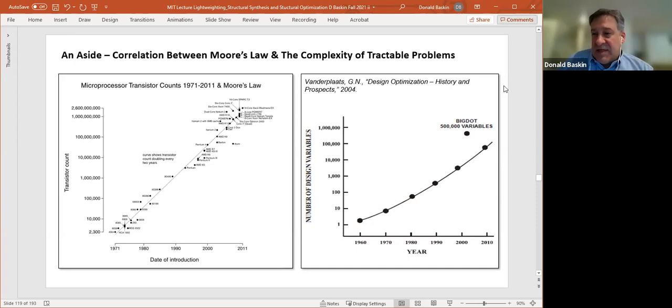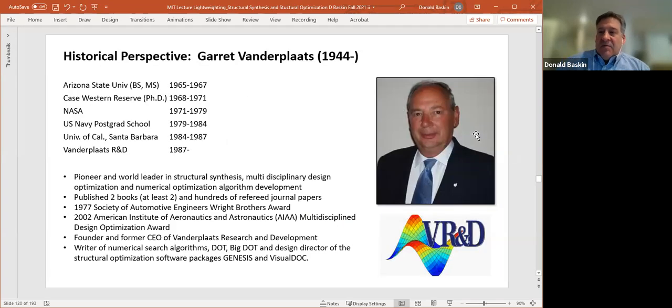Right here, you see this point. It says BIGDOT, 500,000 variables. That BIGDOT program is a souped-up hot rod algorithm developed by Garret Vanderplaats, who I'm introducing in the next slide here. And that apparently is one of the fastest, most capable algorithms out there for handling numerical optimization. So with that, I'd like to introduce Garret Vanderplaats.